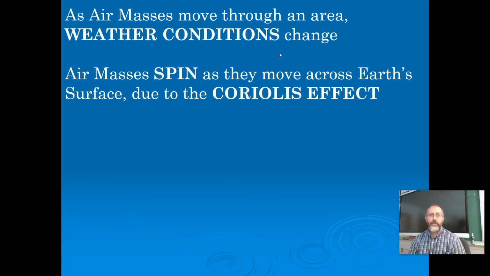Now, as these systems move, they don't just go in a straight line across the country. They spin. We've talked about the Coriolis effect before, the fact that the Earth is rotating on its axis. Things trying to go from the poles down to the equator, the Earth spins underneath them. So that's the Coriolis effect. Objects appear to curve when they're in motion across the Earth's surface, but not connected to it. These air masses are no exception.